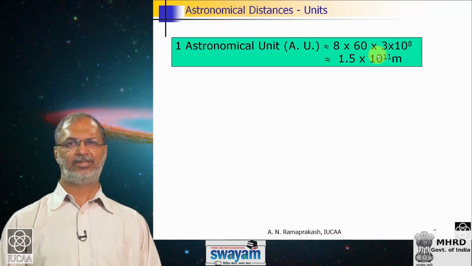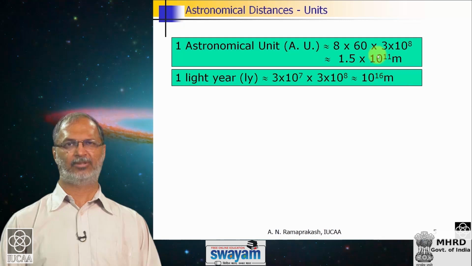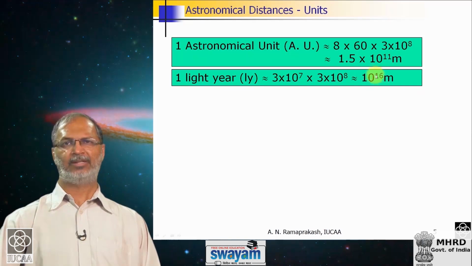You can already see that this is an enormously large distance. However, even this distance is not good enough as a measure for an astronomer. Astronomers use even bigger units. Typically, you would also have heard the unit called a light year, which is the distance light can travel in 1 year. In 1 year there are about 3 times 10 to the 7 seconds, times the velocity of light, which is 3 times 10 to the 8. So, roughly 1 light year is 10 to the 16 meters, which is almost 10 to the 5 times an astronomical unit.